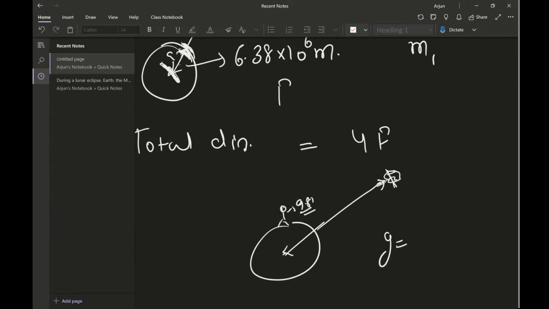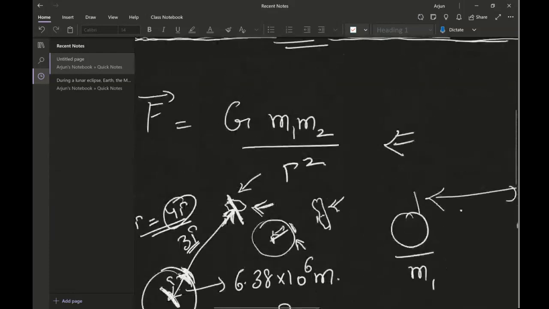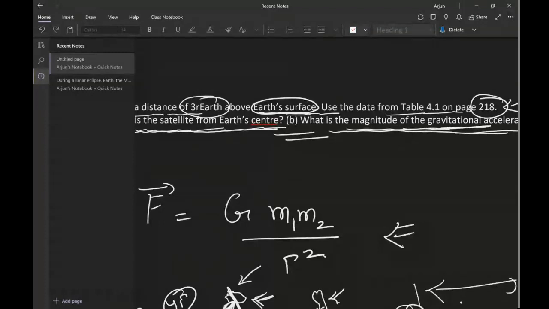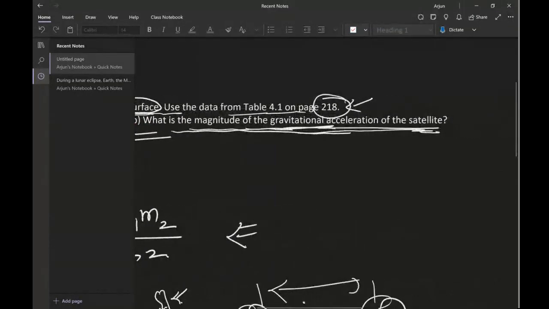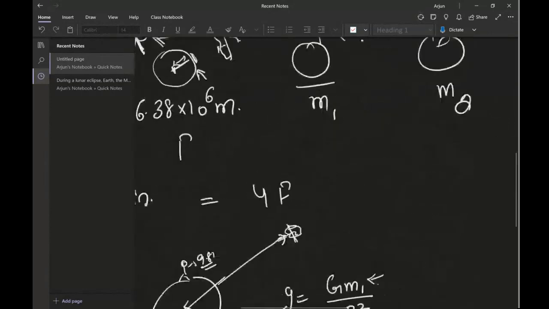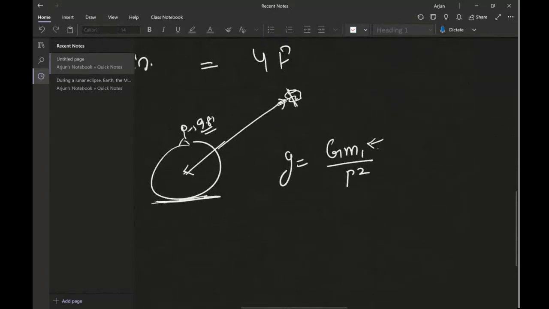So we will use the formula g equal to G m1 divided by r squared. And which mass am I going to use? Because we wanted to find it from the Earth's surface. So let's read the question. How much is the magnitude of the gravitational acceleration of the satellite? Means how much is the pull which is being applied on the satellite. So we will consider the mass of the Earth.